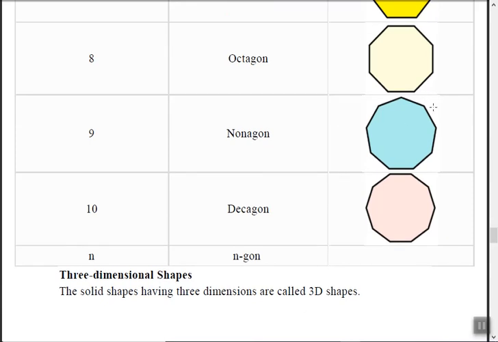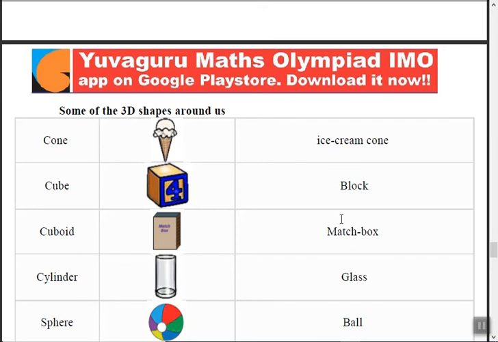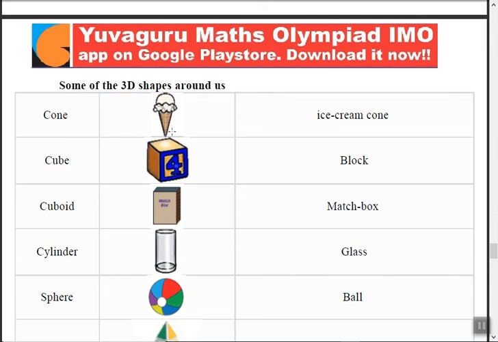Now see one important difference. All these are drawn on a paper, so we call it two-dimensional. Anything which is drawn on the paper is two-dimensional, meaning it has only two dimensions, x and y. Now we'll go to three-dimensional figures. Three-dimensional means which we use in daily life, like an ice cream cone, it's three-dimensional.